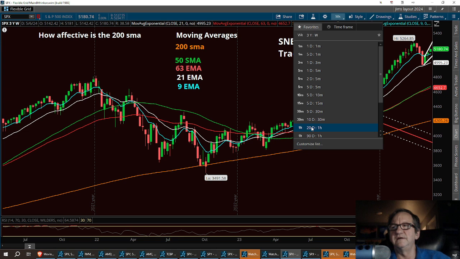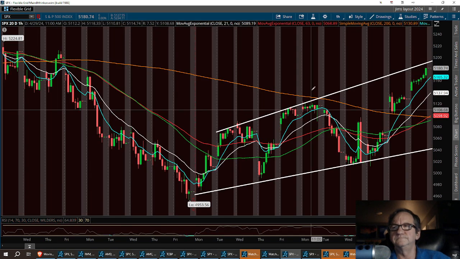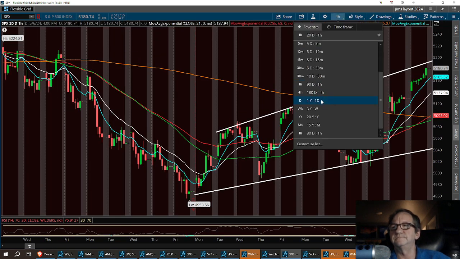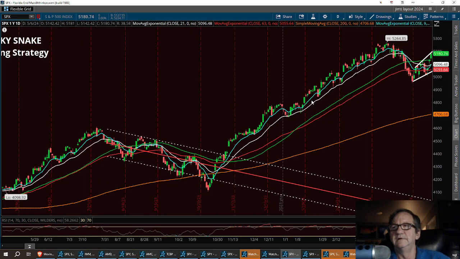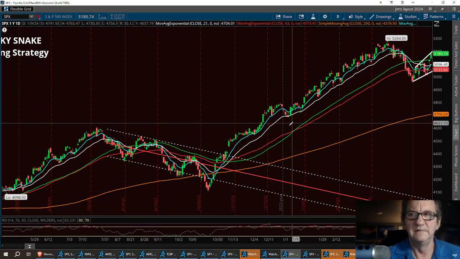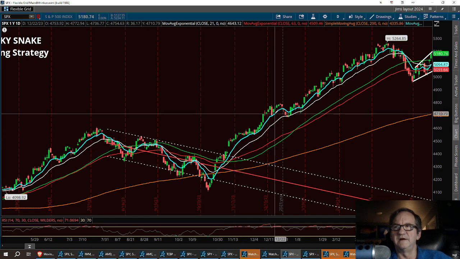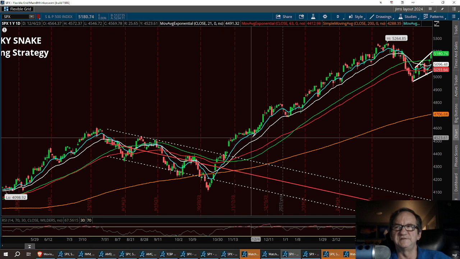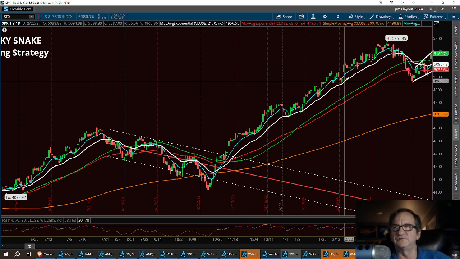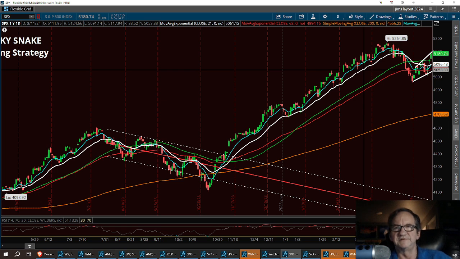Then I've got the daily. Whoops, that ain't the daily. Then I've got the daily. We bounced off the 200 here. We stay above the 9, and we find ways to get into the trade if it pulls back to the 21. Now this is something that I've learned here in the past year.